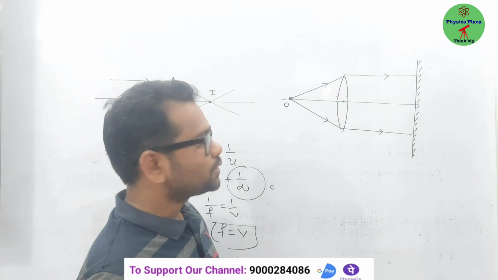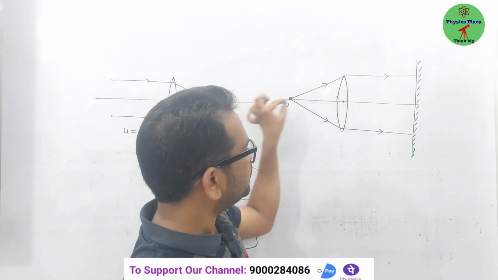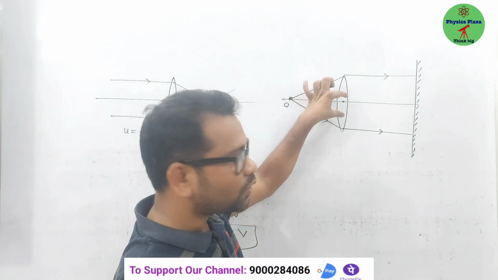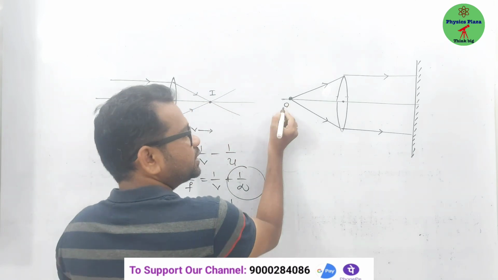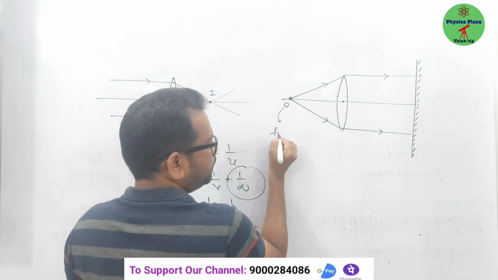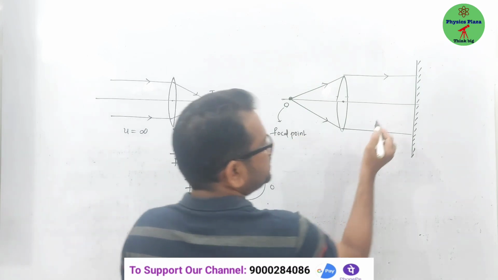Focal point. So, when the object is placed at the focal point only, we get this kind of light rays, divergent light rays which will be incident on the convex lens. And after refraction, they will go parallel to the principal axis. So, this is nothing but the focal point. But here, what is happening?